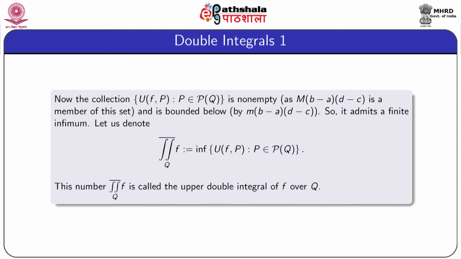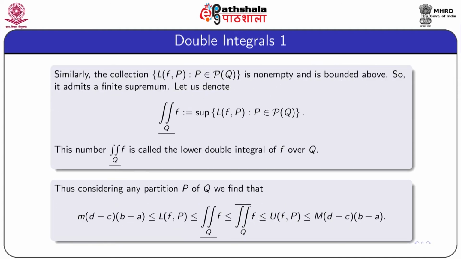Now, the collection U(f,P), where P is any partition of Q, is non-empty. As we can check, M times (b minus a)(d minus c) is a member of this set. Moreover, this set is bounded below by the quantity m times (b minus a)(d minus c). So, it admits a finite infimum. Let us denote the upper integral of f over Q as the infimum of U(f,P), where P is an arbitrary partition of Q. This number is called the upper double integral of f over Q.